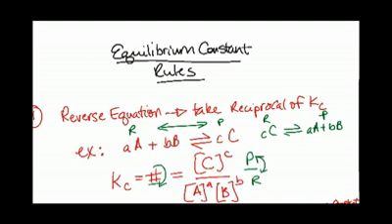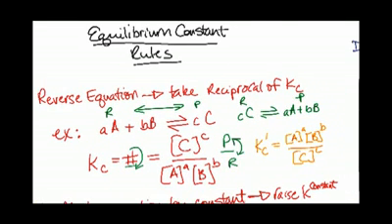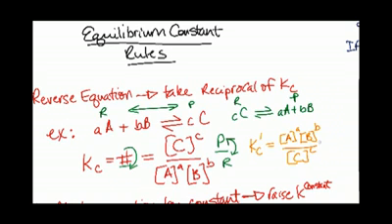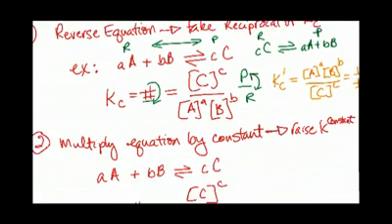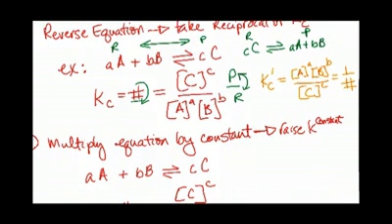So in other words, the new K, put a prime there for that, would be, alright, so take the reciprocal of the original number you had. That's the first rule. Second rule occurs if you were to multiply by some constant.